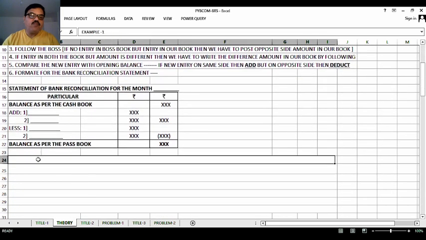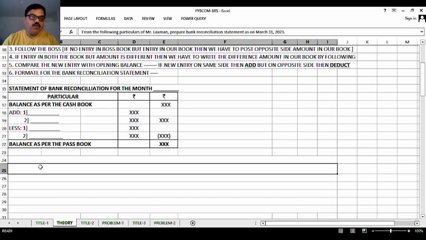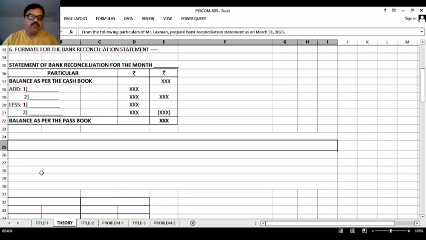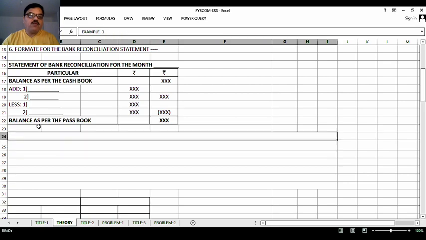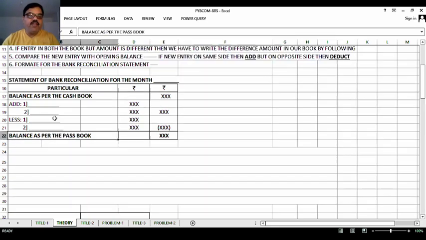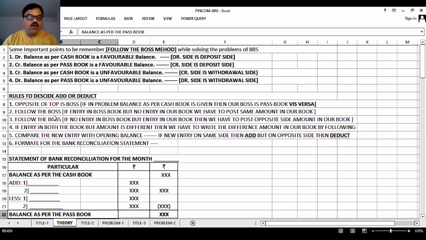Then we have to write some working notes. When we solve the problem, at that time I will explain how to write a working note, and you will understand how to prepare your bank reconciliation statement with the help of the Yes Boss method. I hope all of you have followed these rules for the Yes Boss method and the format for the statement of bank reconciliation. Thank you.